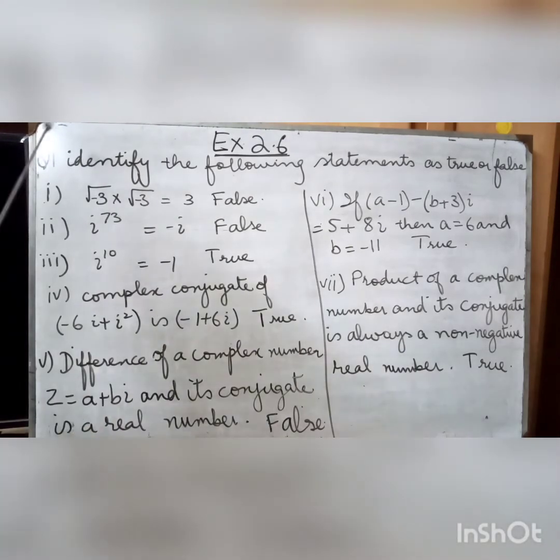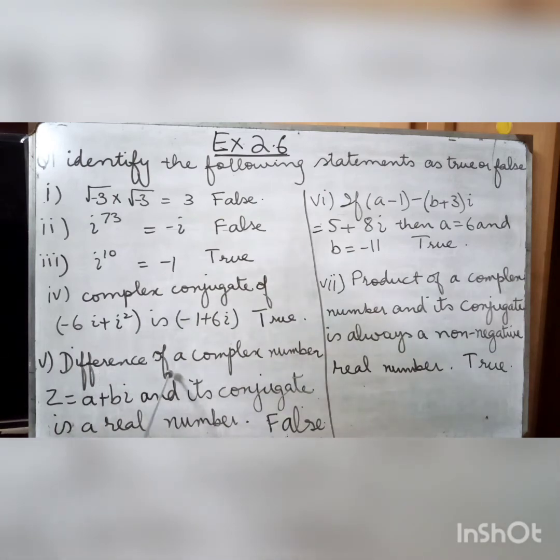Exercise 2.6, question number 1. Identify the following statements as true or false. First, square root of minus 3 multiplied by square root of minus 3 is equal to 3, which is false. Second, i raised to the power 73 is equal to minus i, which is false. Third, i^10 equals minus 1, true. Fourth, the complex conjugate of minus 6i + i² is minus 1 + 6i, true.